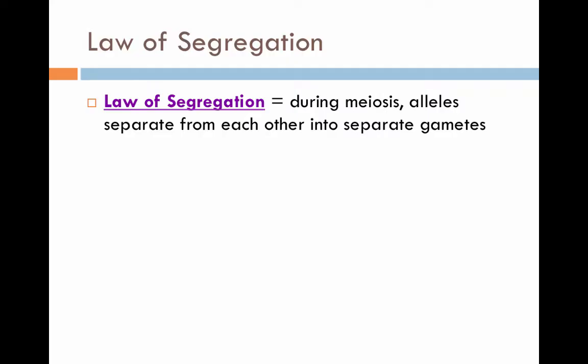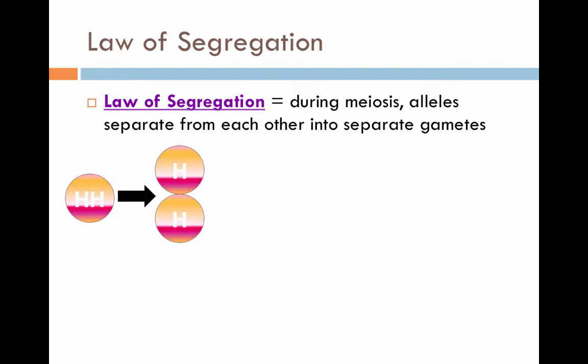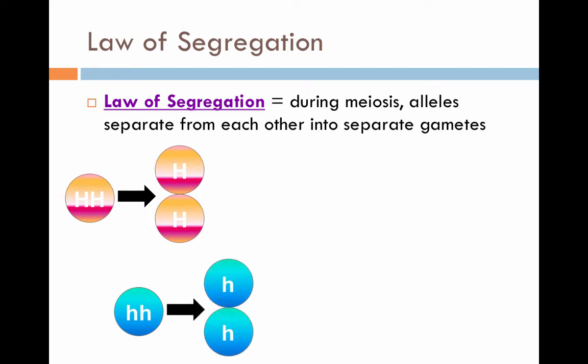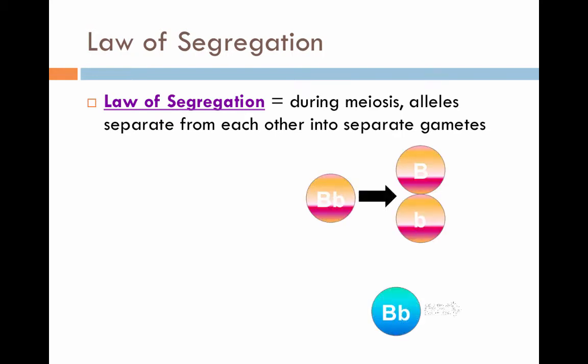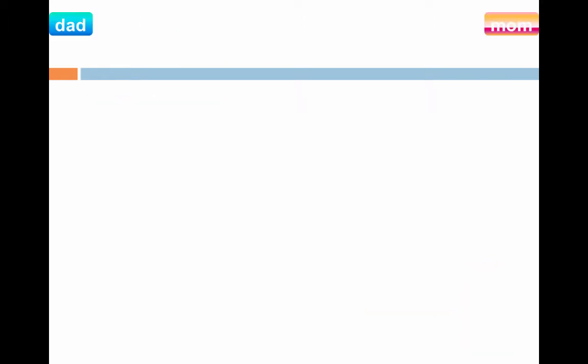Reminder that the law of segregation states that during meiosis, alleles separate from each other into separate gametes. You know this really well. If you start with little h little h, an allele goes into one gamete, an allele goes into the other gamete. Let's try this one, heterozygous. Big B, little b, separate into separate gametes. Same deal. You know this really well.